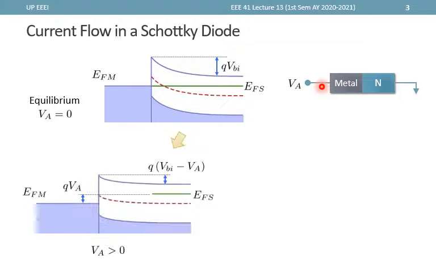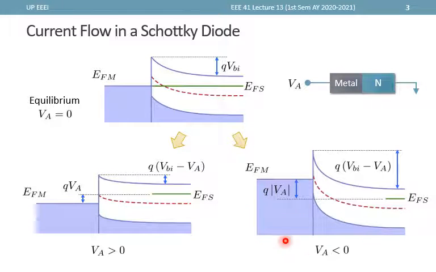Now, if we apply a positive voltage at the metal side, then the voltage at this side is higher, which means that the Fermi level at that side must be lower than the Fermi level on the other side. Relative to the Fermi level of the metal, the Fermi level of the semiconductor actually increased, and that led to this less bent energy band diagram at the semiconductor side. And its bending is actually less by qVA. So we have this term minus qVA.